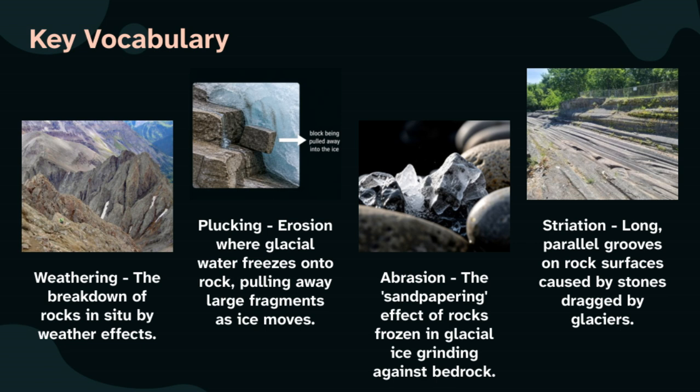These words are very important because they help us explain exactly how glaciers shape the land. A weak answer might say, the glacier breaks the rock. A stronger answer says, freeze-thaw weathering weakens the rock, then plucking removes blocks of bedrock, and abrasion smooths and scratches the valley floor. That is the level of detail we are aiming for.